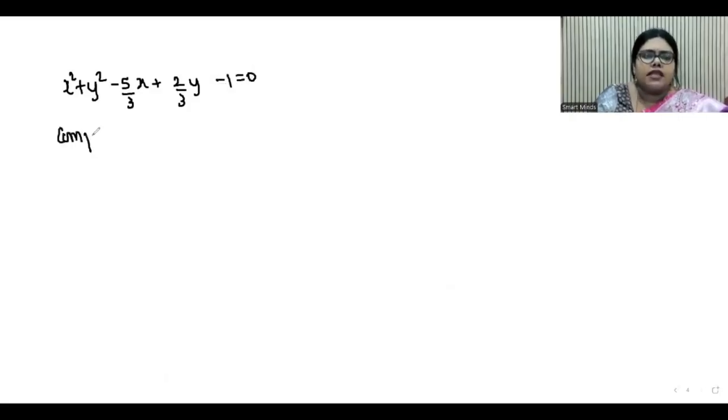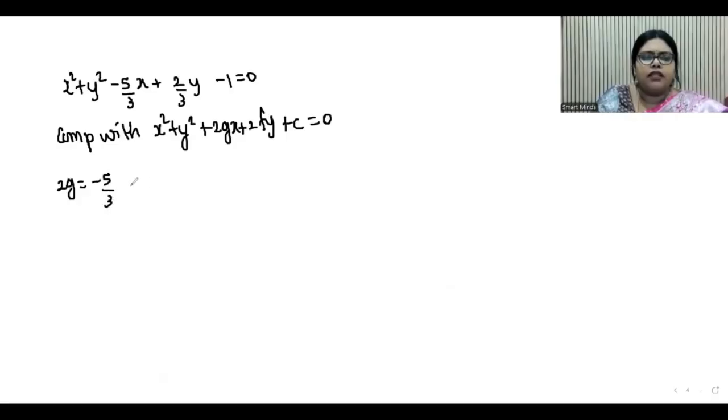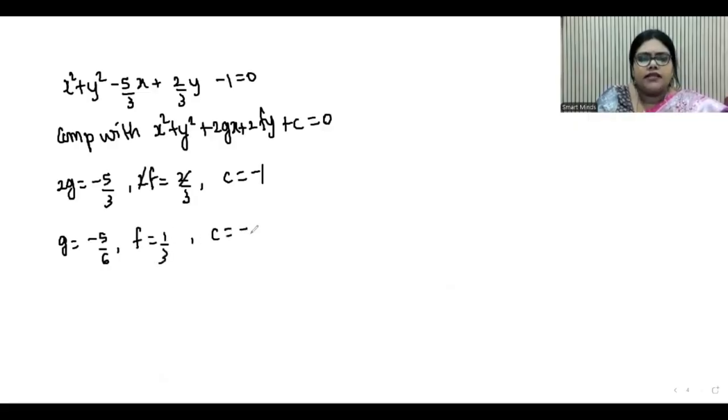Now comparing this equation with x² + y² + 2gx + 2fy + c = 0. So 2g is -5/3, 2f is 2/3, c is -1. So g is -5/6, the 2s cancel, f is 1/3, c is -1. Now what is the center? The center formula is (-g, -f). That is (5/6, -1/3).